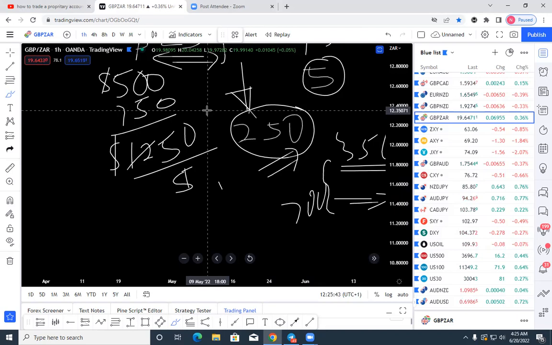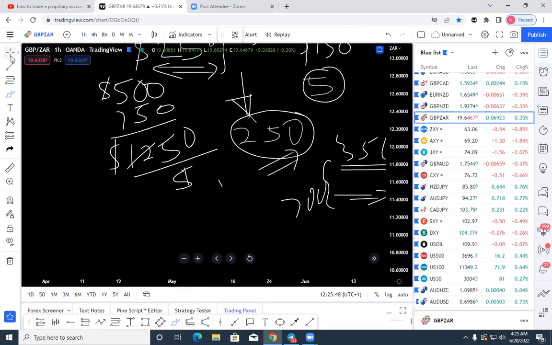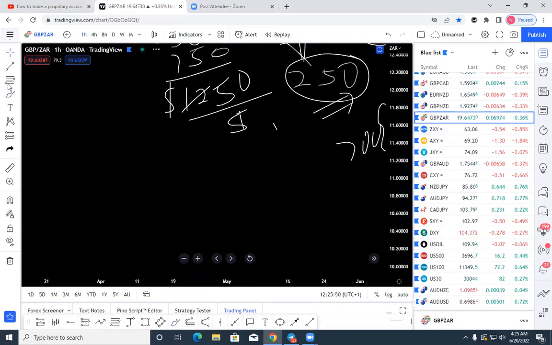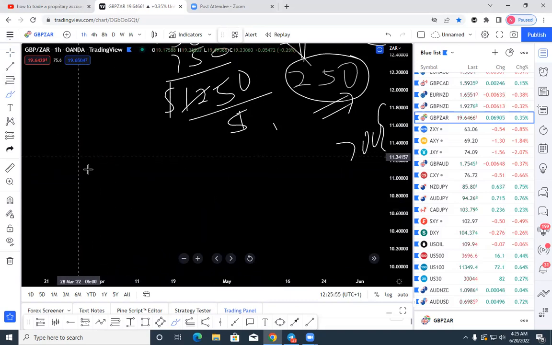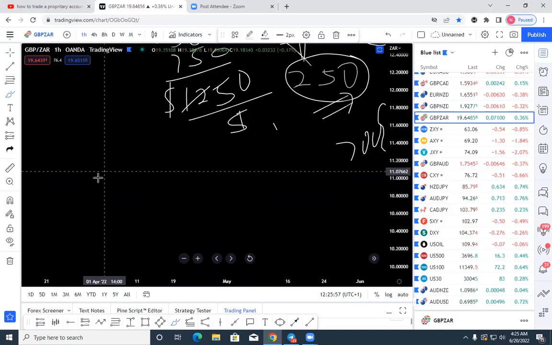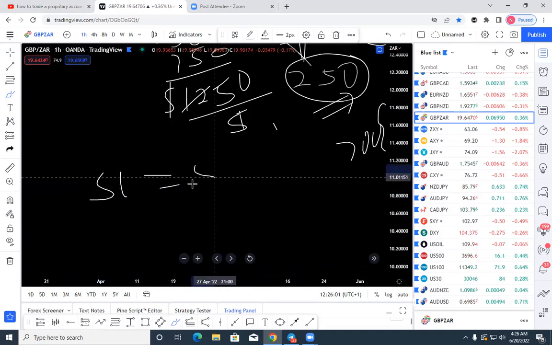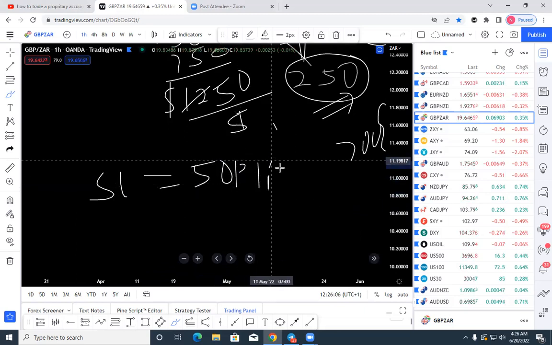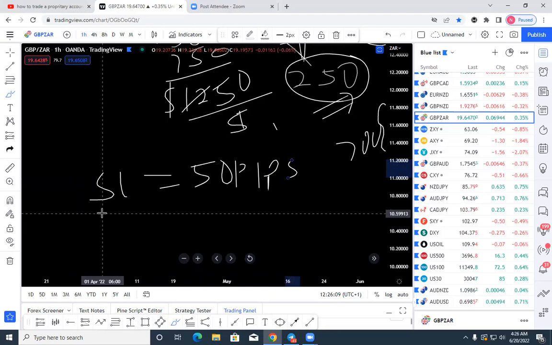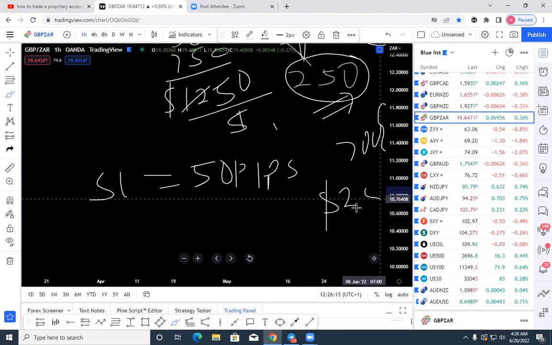Do you understand now? So if that is the case, how do you now consider the lot size you'll be taking? If you have to work based on 250, supposing I give you a trade, and that trade has a stop loss of 50 pips, and the total amount you agree to lose if you should lose this trade is $250.